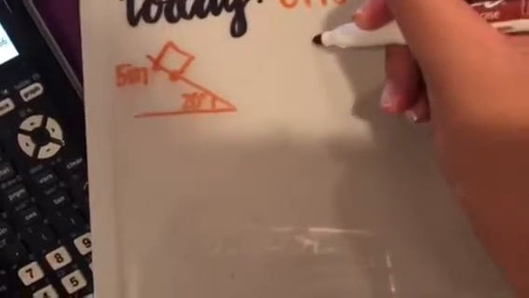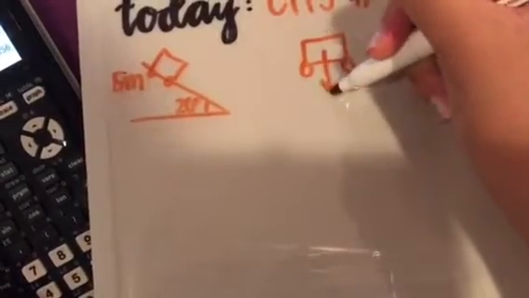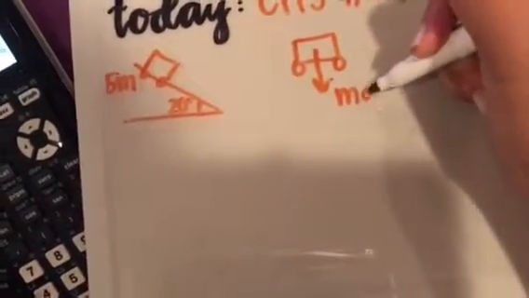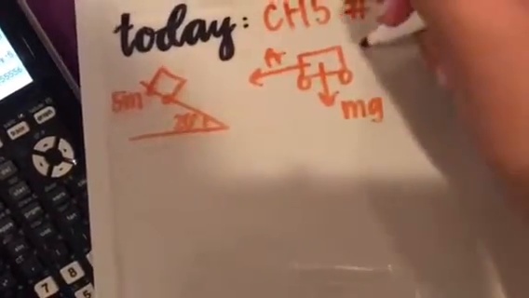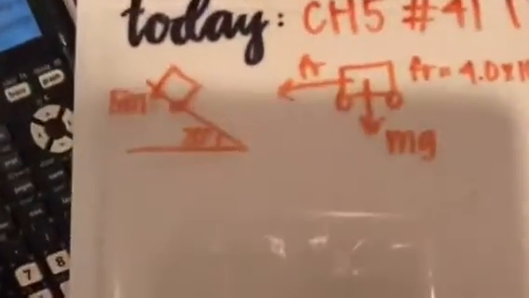So drawing the forces acting on the car, we know that its weight, mg, is here, and friction is acting upon it here, and our friction was 4.0 times 10 to the third newtons. Oh shoot, it's cut off. I hope that you guys saw all of that.